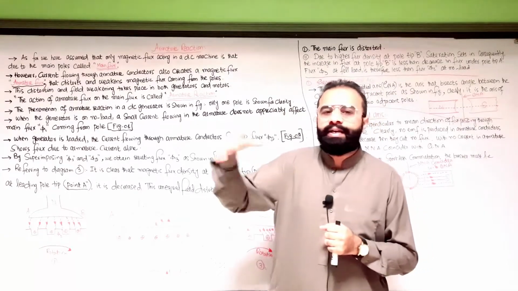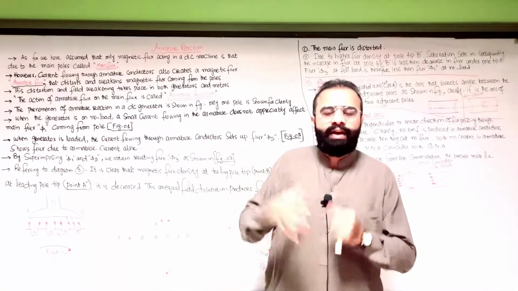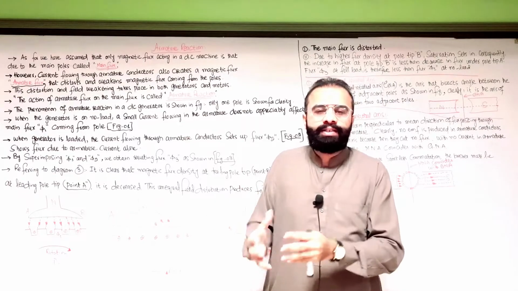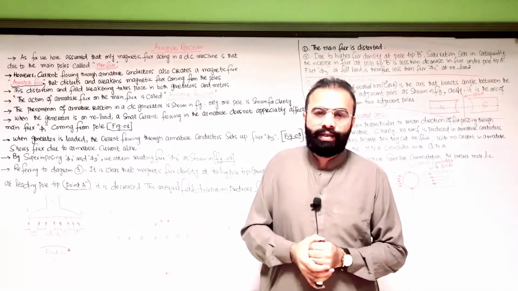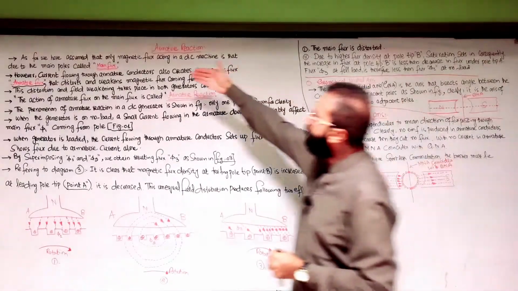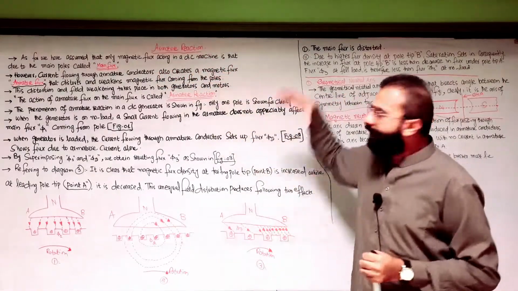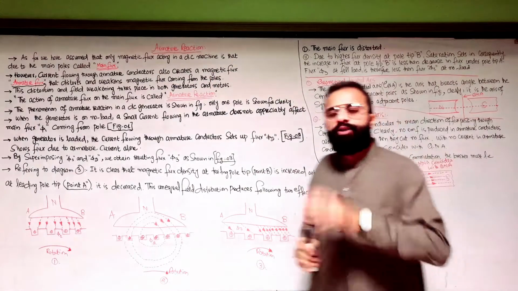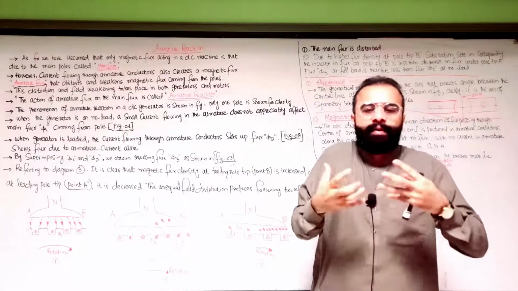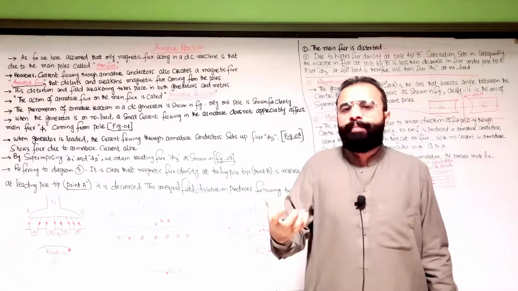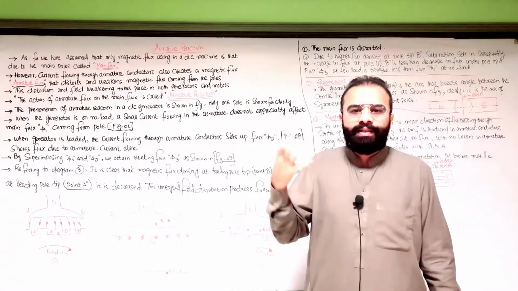When the generator is loaded, the current flowing through the armature conductors creates another magnetic flux, which is called the armature flux. We have assumed that the only magnetic flux acting in a DC machine is that due to the main poles, which is called the main flux. Magnetic poles are responsible for the production of the main flux in DC machines.